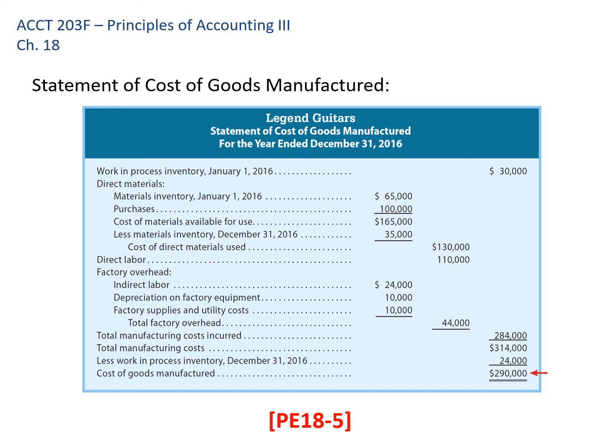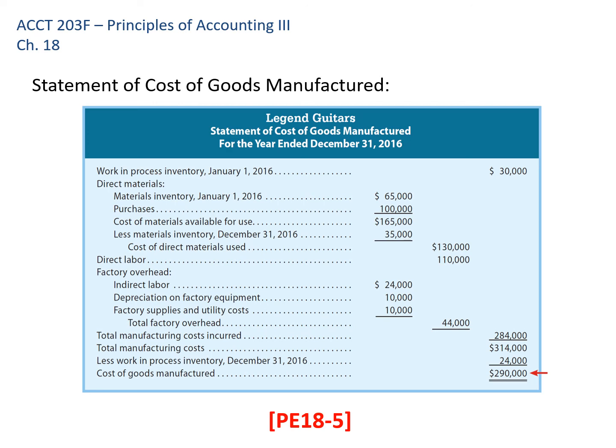Now I can add that to my beginning work in process. I started the month with $30,000 worth of stuff on workbenches being worked on. I added my three types of costs for all the activity during this year. And that leaves me with a total of $284,000 worth of cost incurred during the period. I add that to my beginning, and I have $314,000 worth of costs that were incurred in my starting and incurred in my factory.